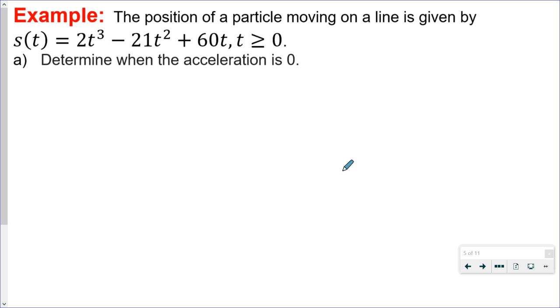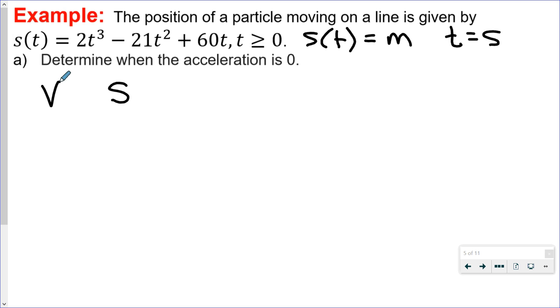So let's look at this question here, and we're going to do several parts to this question. We have a position function of a particle moving on a straight line. S of t is distance measured in meters, and t is time measured in seconds. I want to determine when the acceleration is 0. So let's start with our position function. We'll start with finding velocity, which is the first derivative of my position function.